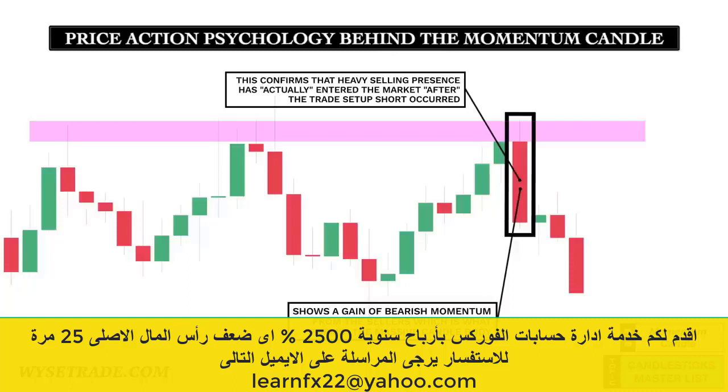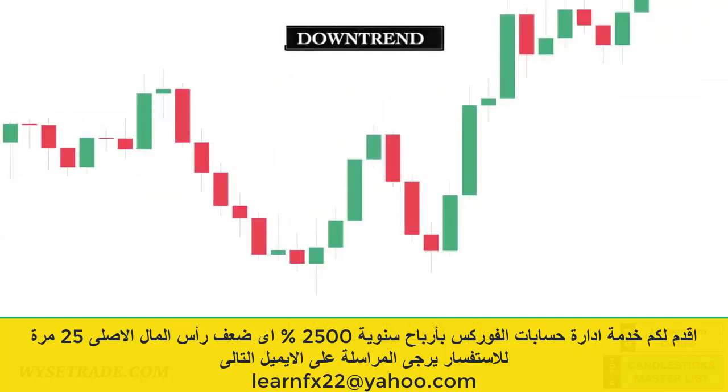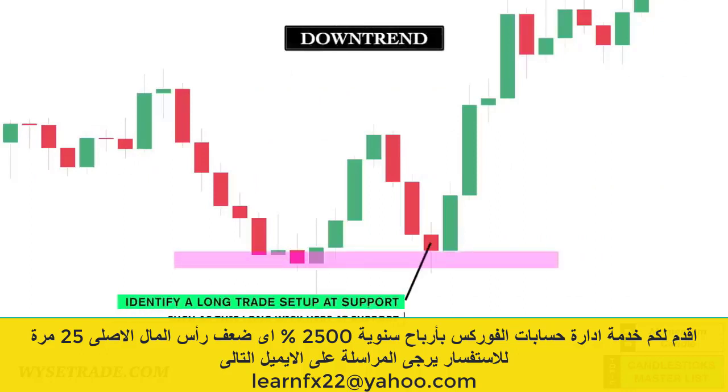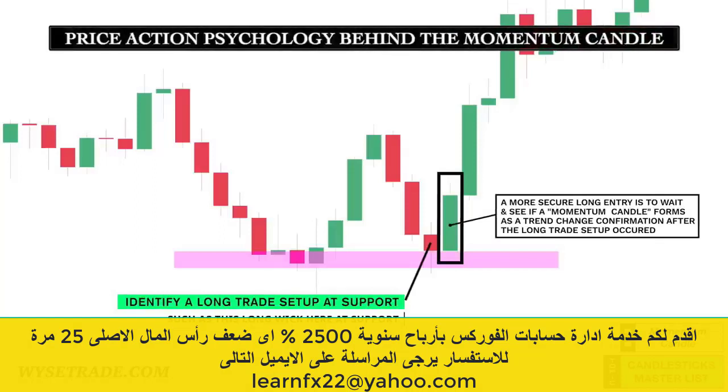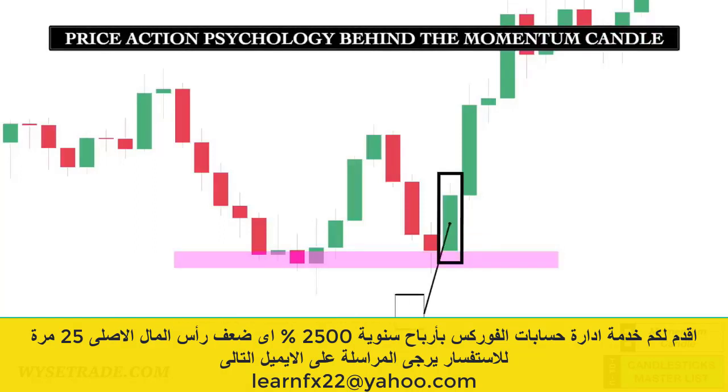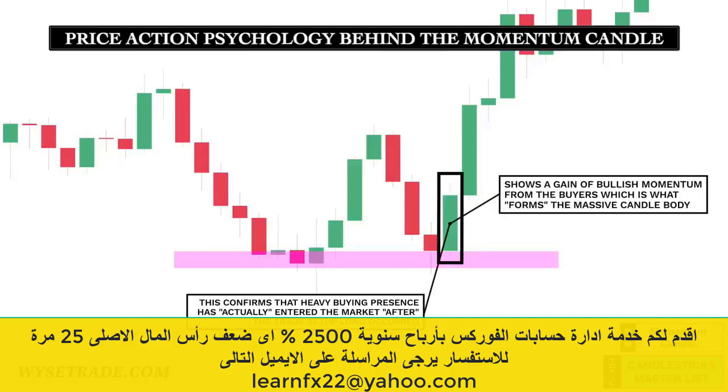Now, in the opposite direction, you first need to identify a long trade setup at support, such as this one right here through the long wick candle. Now, right after the long trade setup occurs is when you would look for this momentum candle to form. So what is the price action psychology behind this? The momentum candle confirms that a lot of buyers actually stepped into the market at the level, creating heavy bullish momentum and thus causing the massive momentum candle to form.